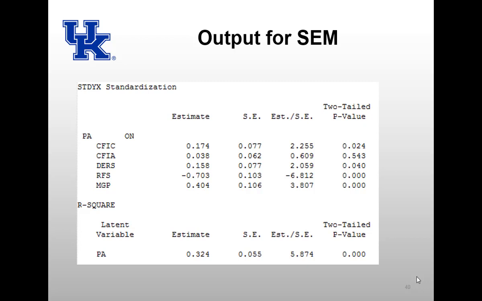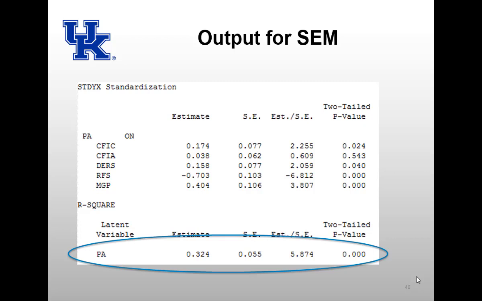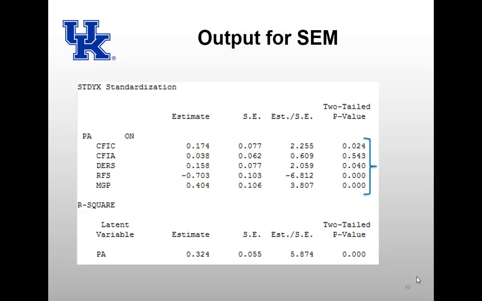And this is our standardized output here. We have our R-square. 0.32 is where we're at now using the full SEM model, and it's significant. And then we still have CFIC and DIR. Now DIRS is significant again, and it had gone off significance in one of the former models. It is now significant. And then RFS and MGP are also significant in this model, and we can see the beta estimates here.